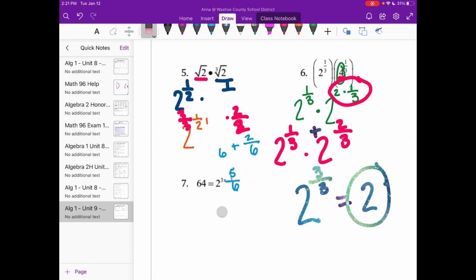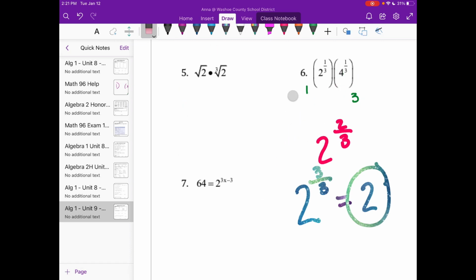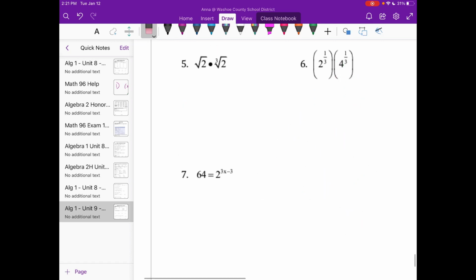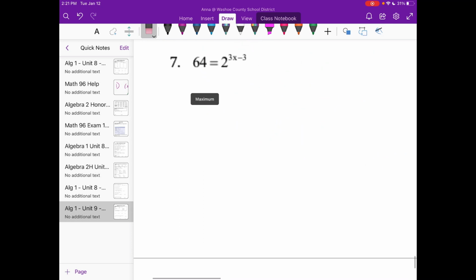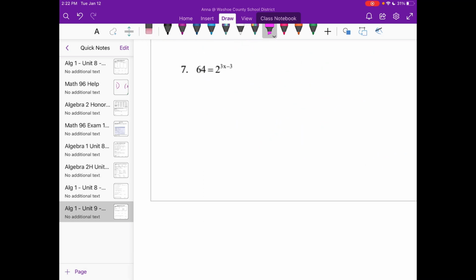All right, cool. The last type of problem, this one's kind of tricky. On something like number 7, we have a teeny little x right here that we want to solve for. And I know you're going, what is this? Why? What we're going to do is change this 64 to be 2 to the power of something. So I'm wondering, how many 2's are in 64?